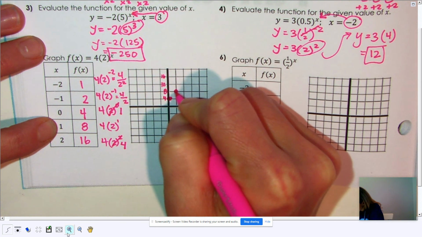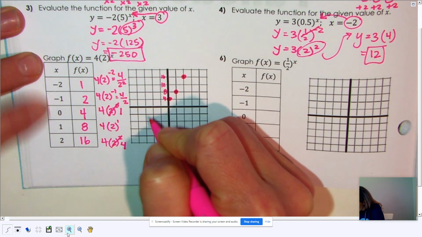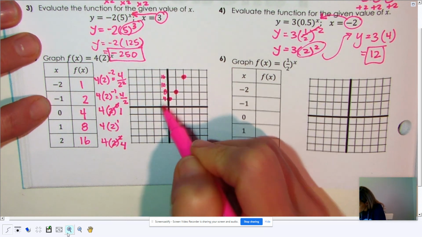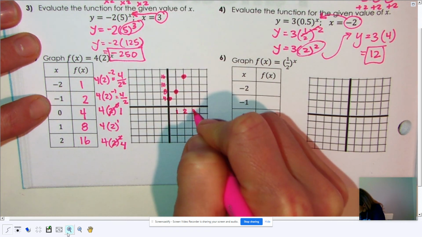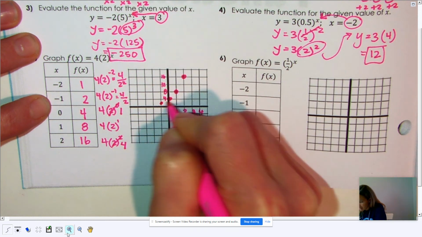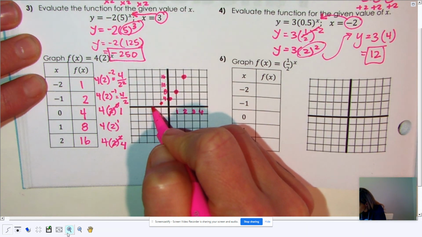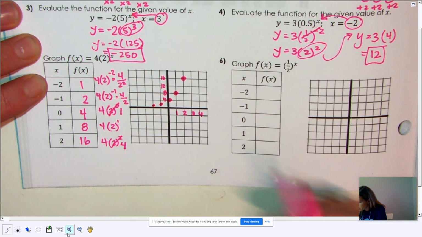1, 8 would be right here. 2, 16 would be up here. Then I'm going to go backwards. -1, and this one I'm just going to keep 1, 2, 3, 4. So I'm going to go -1, and then 2 would be halfway up to 4. And then -2 would be at 1, which would be 1/4 of the way.